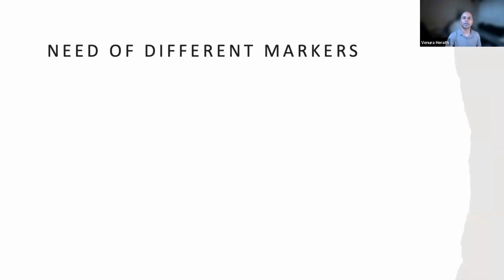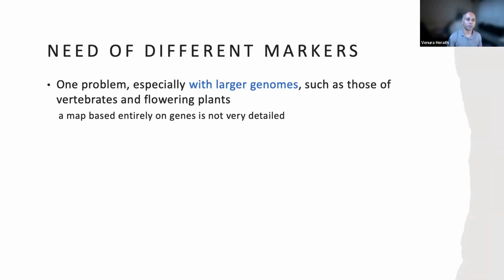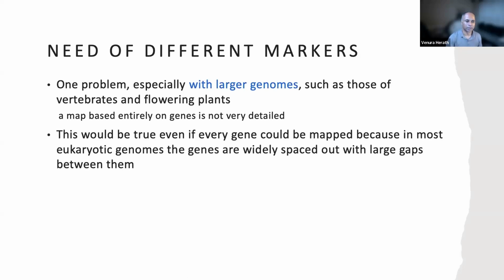So sometimes we need something even beyond that kind of marker, because if you think about large genomes, and especially different vertebrates as well as flowering plants, they can't basically rely 100% on the gene markers as well as the biochemical markers, because we need a very detailed map, otherwise it's less useful.